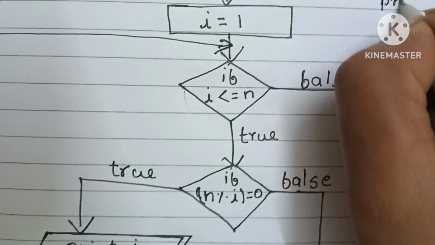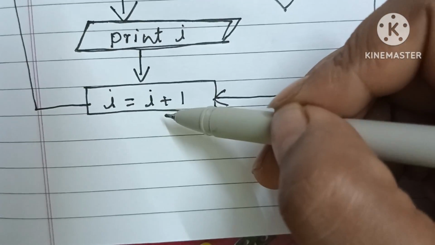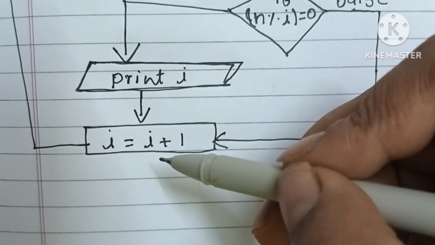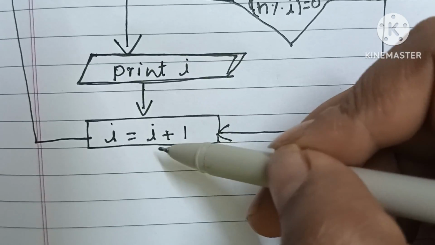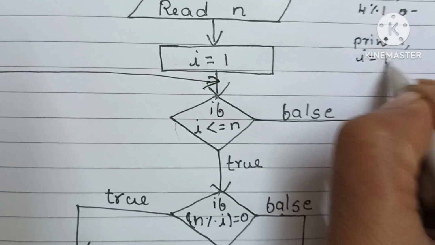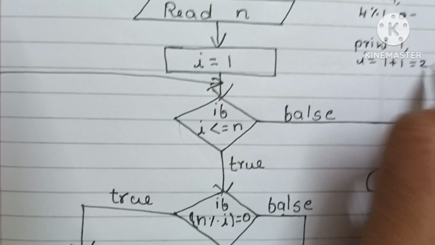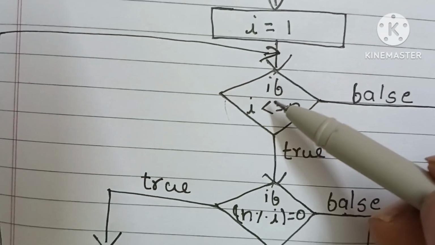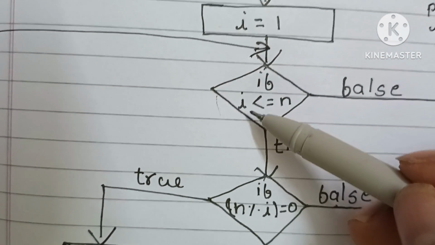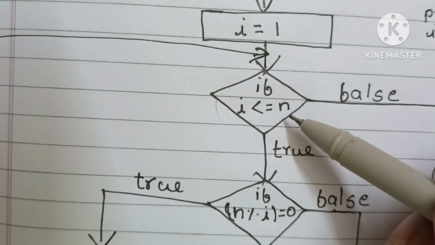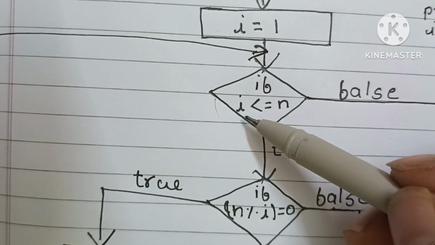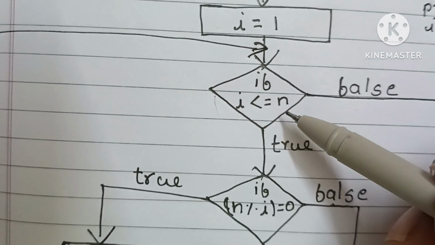Print 1. Next, I is equal to I plus 1. Initially it is 1, right? 1 plus 1, it becomes 2. Again it will check if the I value, that is 2, is less than or equal to the n value 4, right? Yes, it is true, 2 is less than 4.